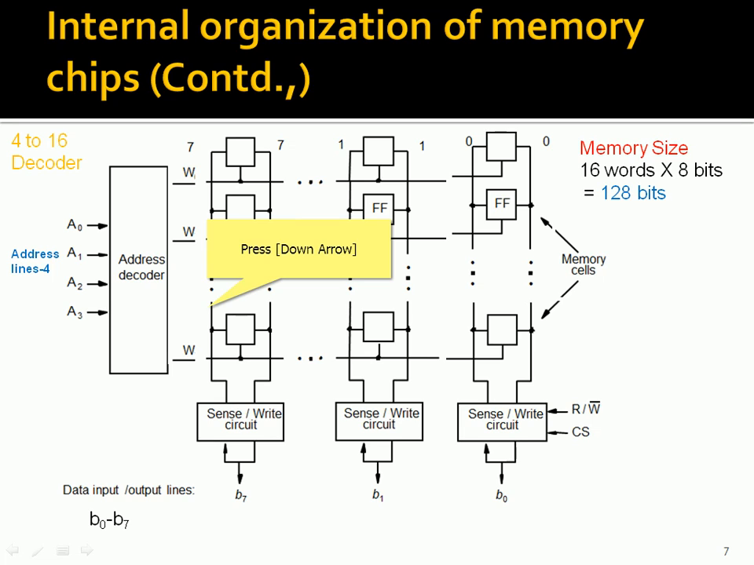So the entire memory component, with the help of these 4 address lines and 8-bit data lines, another pin will be required: ground and power supply. And also chip select and read/write signals will be there. So from this we can understand how the memory is organized for the smaller size.